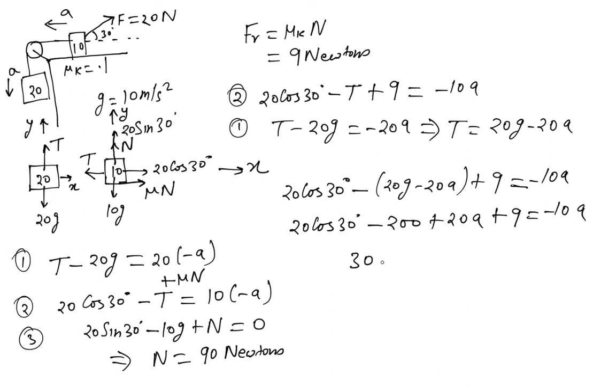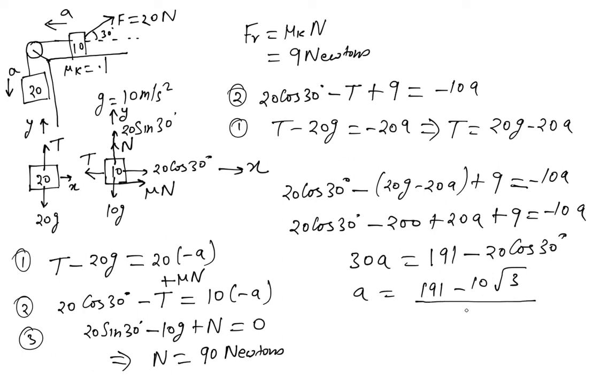Move things around, we get 30a equals 191 minus 20 cos 30 degrees. So a is nothing but 191 minus 10 square root of 3 divided by 30, right? So this is the answer. Now you see this is a positive number, so we can trust this. Alright.